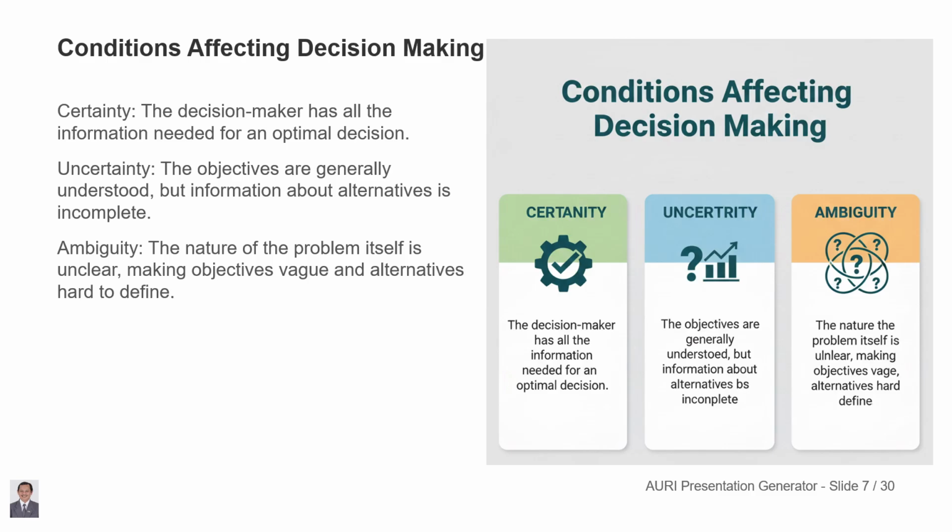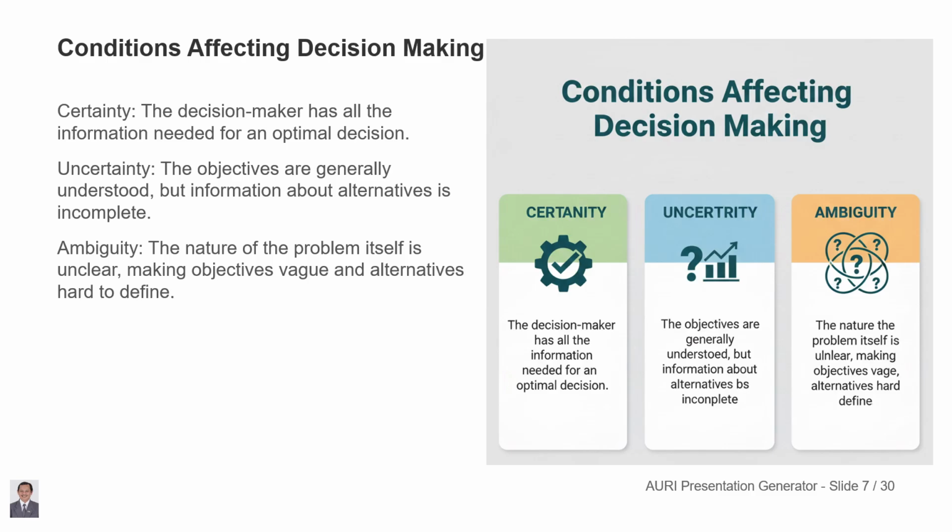However, this ideal state of certainty is quite rare in the complex business world. Moving along, a more common scenario is uncertainty. Here, our objectives are generally clear, but we lack complete information about alternatives or their precise outcomes. Research becomes vital in this situation to reduce the unknown.